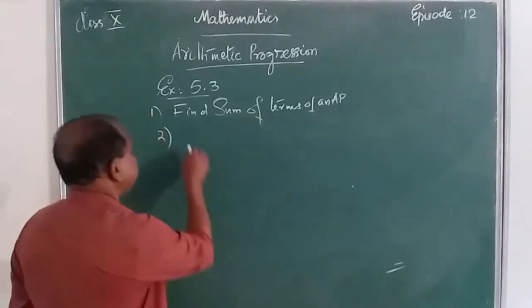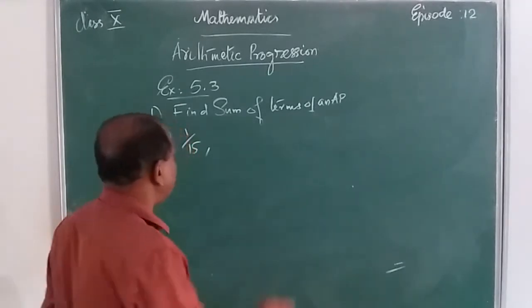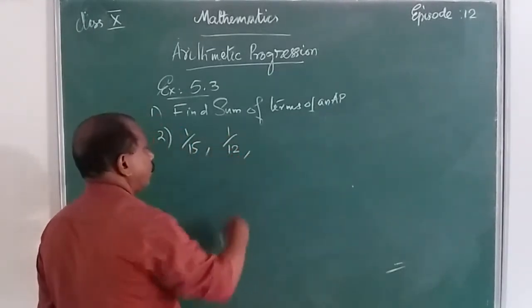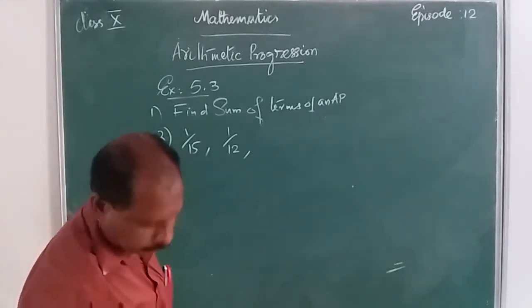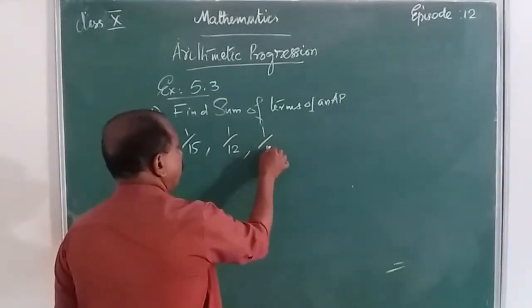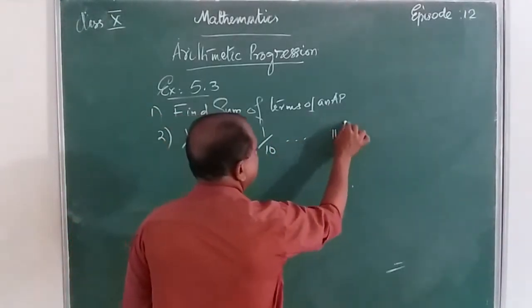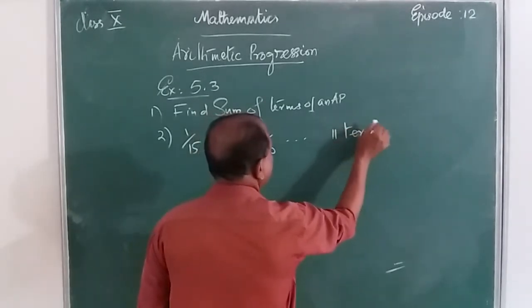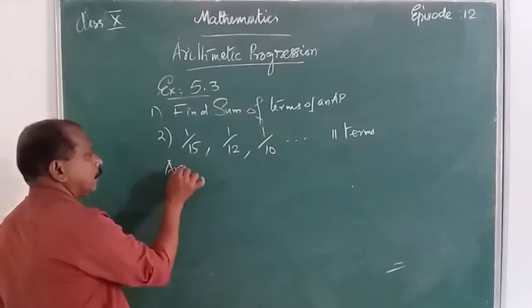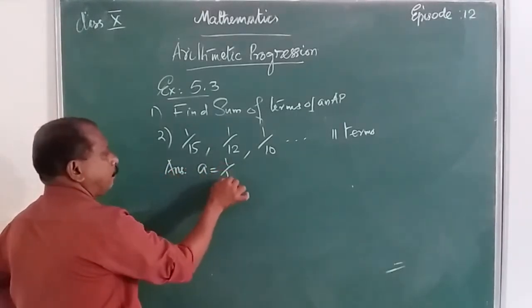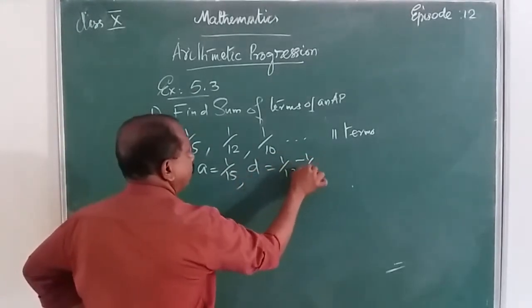The sequence is 1/15, 1/12, 1/10, and so on, for 11 terms. Okay, this is a fraction. Then the answer is: a = 1/15. d = 1/12 - 1/15.